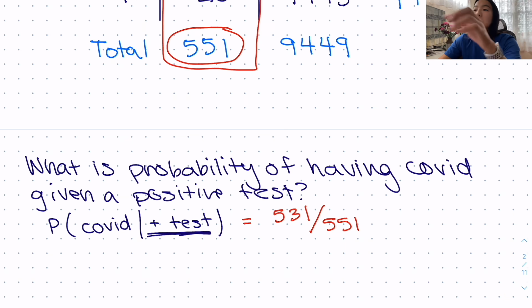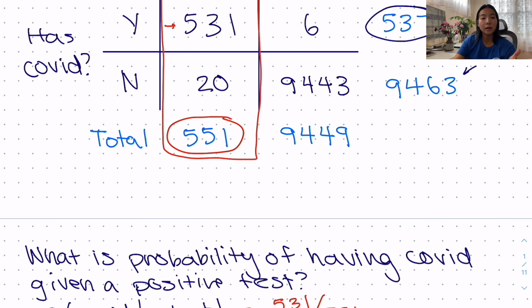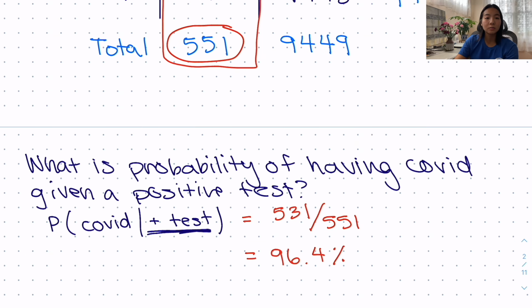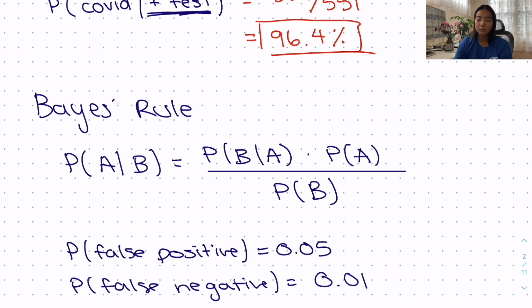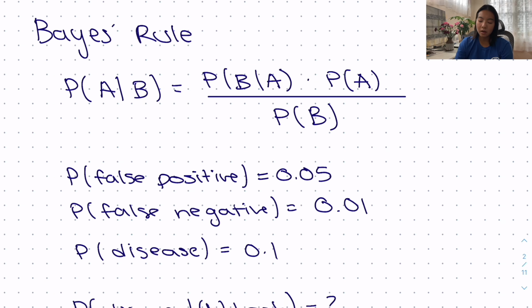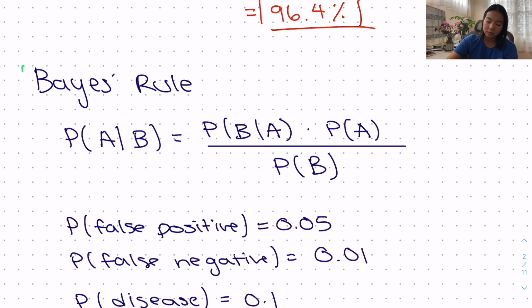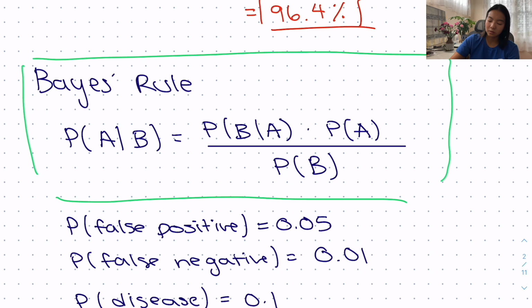And doing a quick division, we get that this is equal to around 96.4%. So according to this data set, which is data that I made up off the top of my head, so it's not actually real COVID data, the probability of having COVID, given that you tested positive, is 96.4%. All right, now with that, let's talk about Bayes' rule, which is this section here. Let's ignore this bottom part for now.